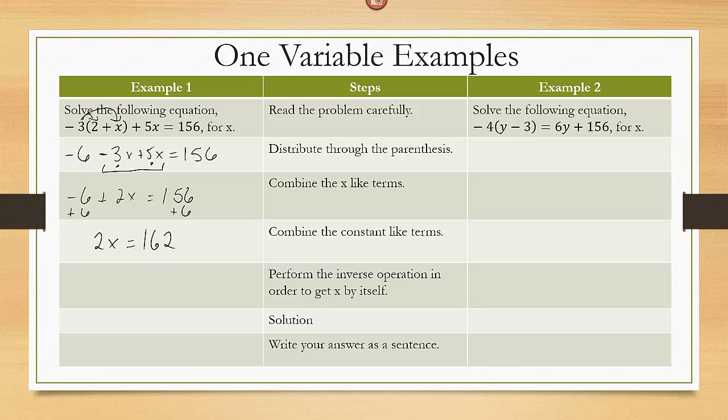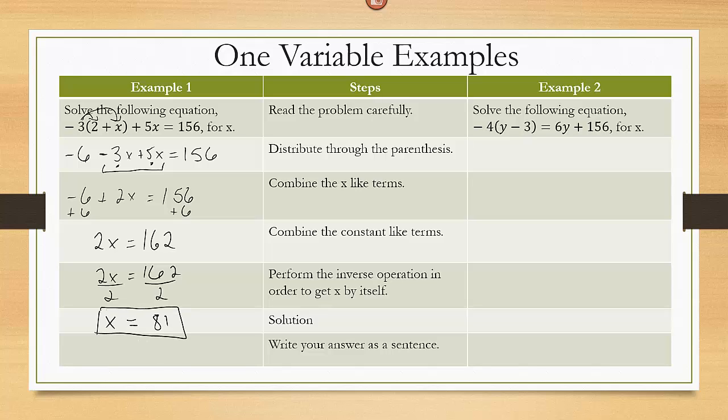Now we need to perform the inverse operation on our 2 to get x by itself. So we're going to divide by 2 on both sides. And then our solution will be 81. Our last step, being write your answers as a sentence, will focus more on when we have word problems. But for right now, we'll just deal with this answer right here.